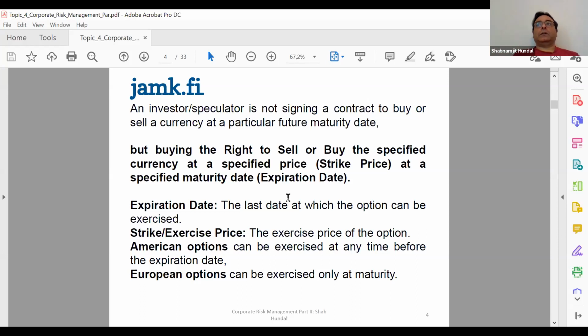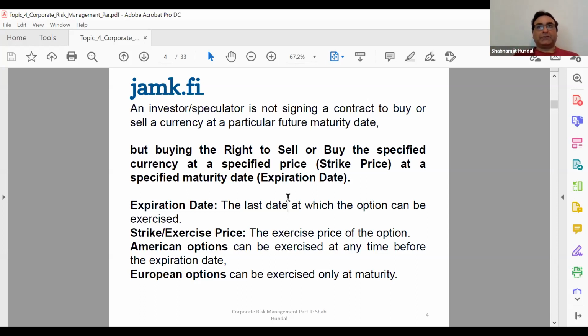But if on 15th of June 2020, 1 Australian dollar is 1.20 euros, whereas I have the contract with my financial broker or the bank that 1 Australian dollar is equal to 90 cents, that is 0.90 euros, then my contract price is cheaper than the market price. Then I would go with the option.